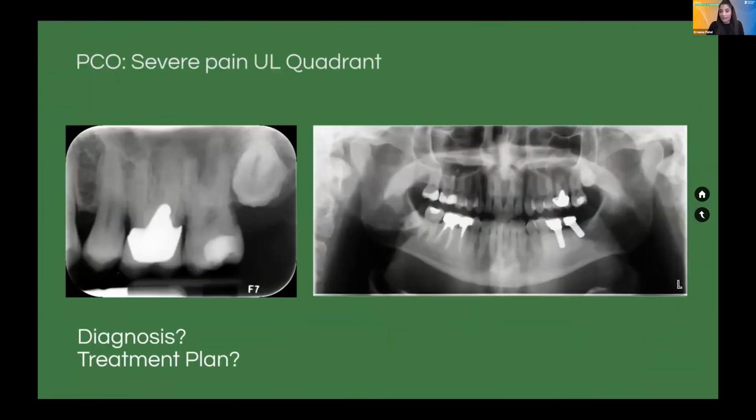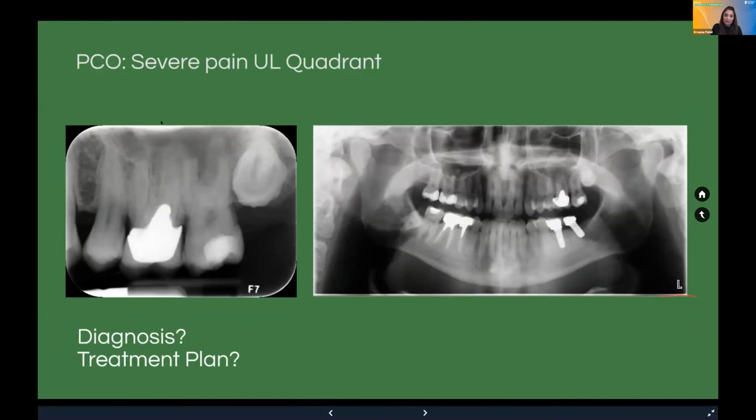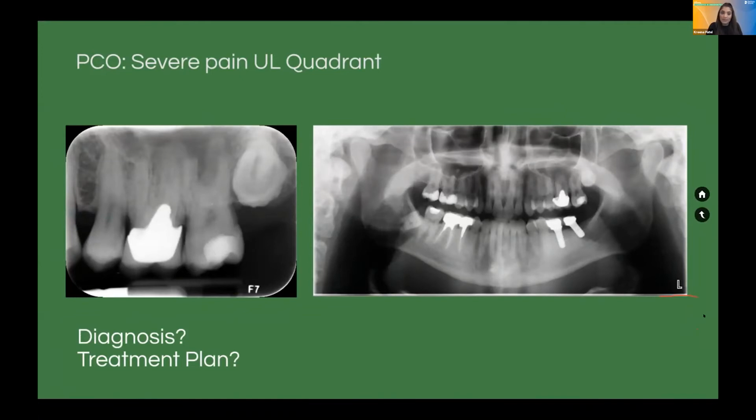So if we look at another case, this was a really interesting case, actually. It was a patient that presented with pain on their upper left quadrant. So they had pain in this sort of area here. And on clinical examination, the patient couldn't actually tell us where the pain was coming from, but the upper left 6 was tender to percussion and the upper left 7 was tender to percussion.